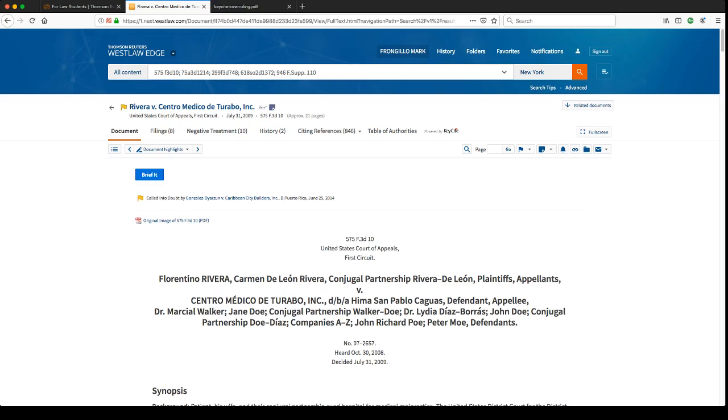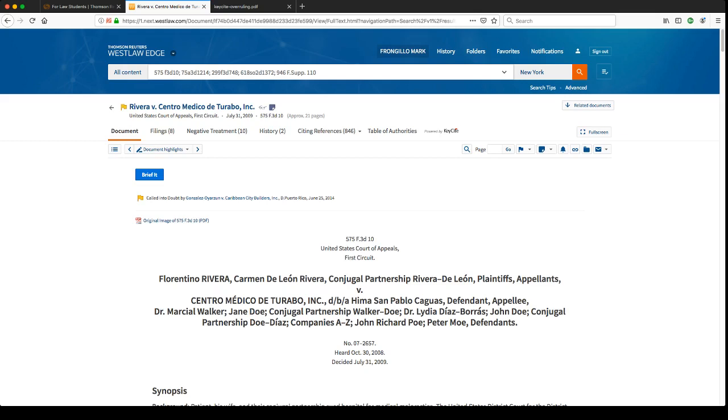Now, should I be worried about that? Well, not immediately. I mean, I would sort of want to take a look at Gonzalez and see what from Rivera was called into doubt. But keep in mind that these flags are guidelines, not gospel.